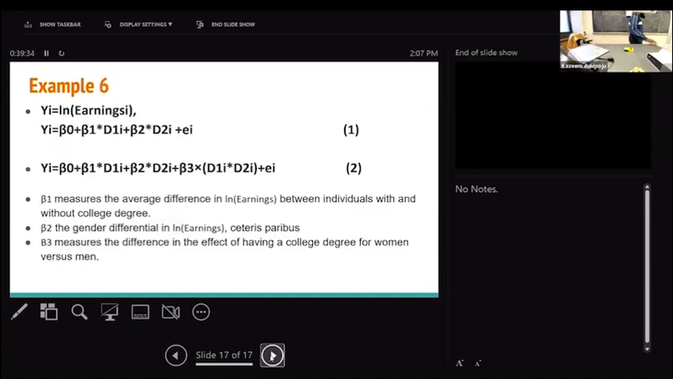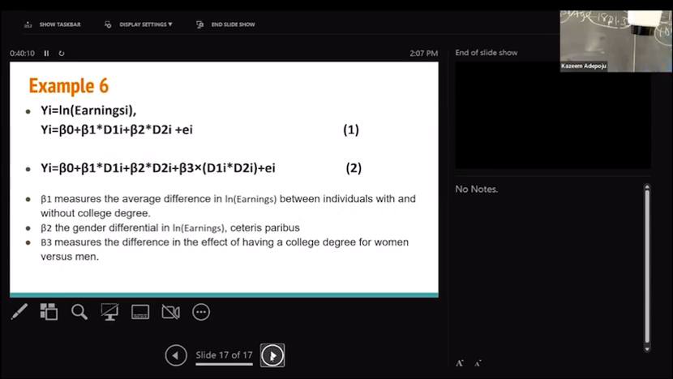Now let's take a look at it. I said beta 1 measures the average difference in the log earnings between individuals with and without a college degree. Beta 1 is the coefficient for college degree. Beta 2 is the coefficient for gender, and that was why I said the gender differential in earnings, in the log of the earnings.